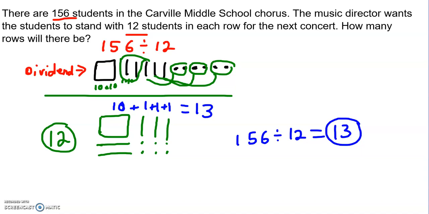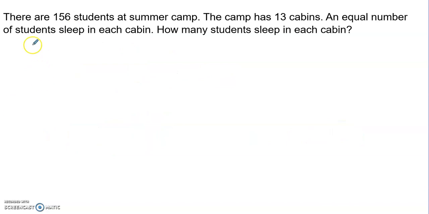Now that we have this down, let's look at another example. So here it says there are 156 students at summer camp. The camp has 13 cabins. An equal number of students sleep in each cabin. How many students sleep in each cabin?